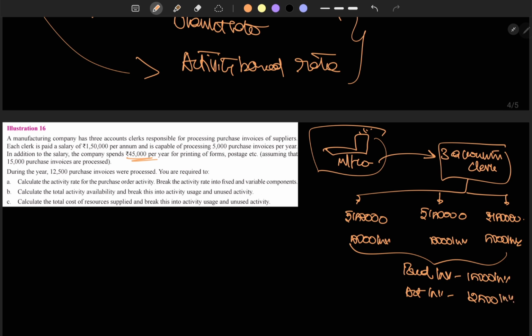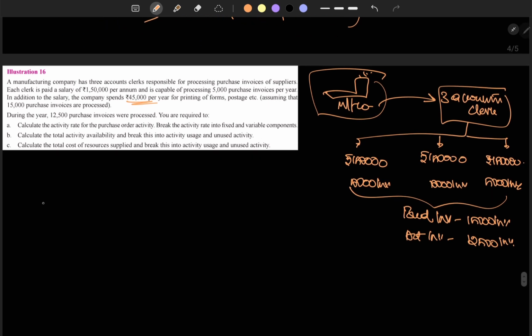So what we are required to do is find out the activity rate for the purchase order activity, and the activity rate has to be split into fixed and variable components. Then the total activity available, split into activity usage and unused activity. And the total cost of resources supplied, split into activity usage and unused activity. Okay, let's start one by one.